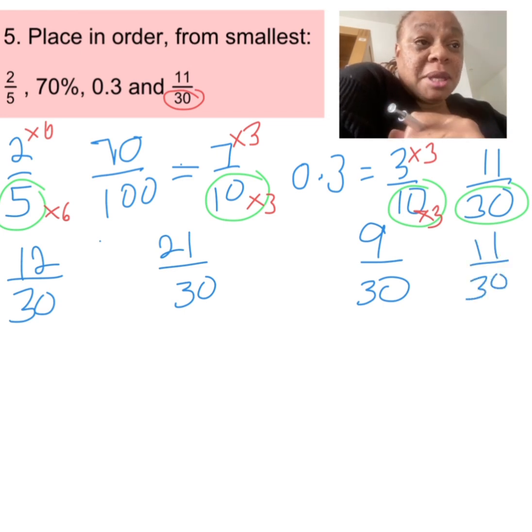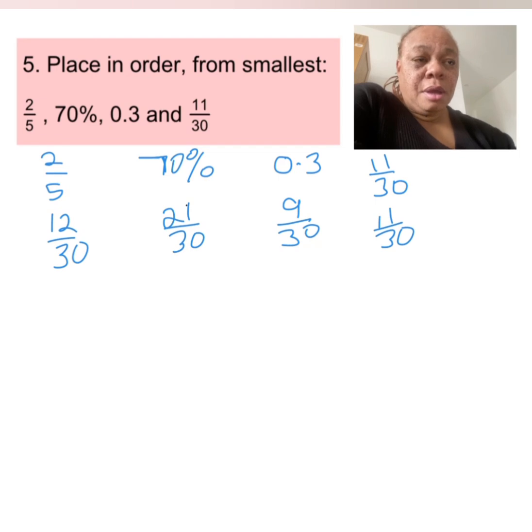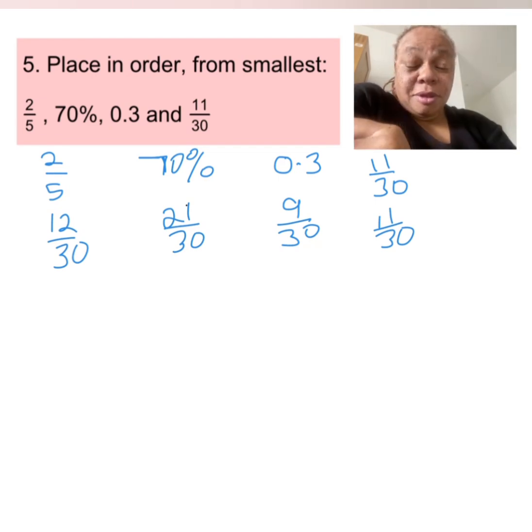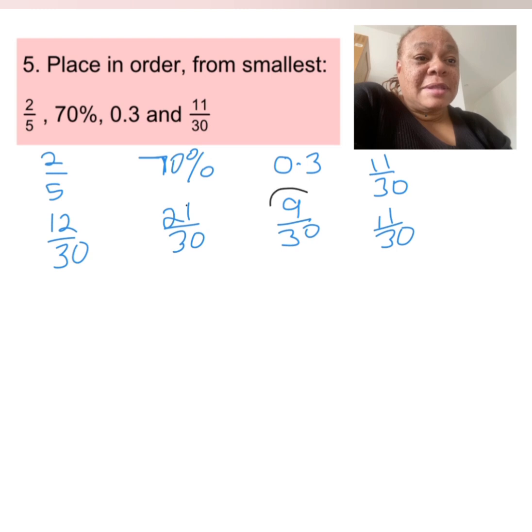Now that I've got all the denominators the same, I can compare all the fractions by looking at the numerator. So now that all the fractions have the same denominator, you can compare the fractions by looking at the numerator. The smallest numerator we have is 9. So 9 out of 30 will be the smallest fraction.